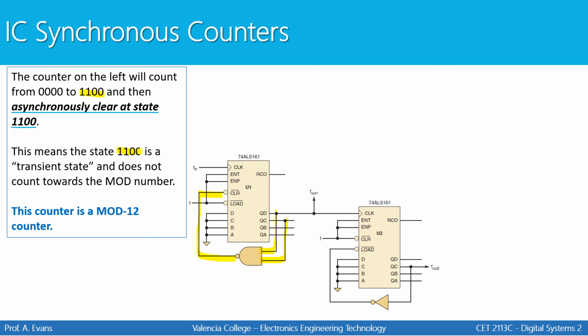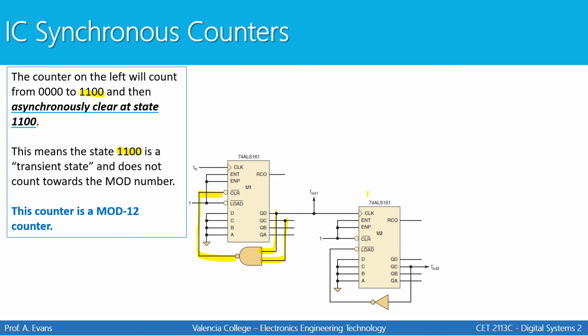That means this counter will count up to 12, 1100. It will instantly clear everything out and start counting over at that point. So it's only ever going to count from 0 to 11. Once it gets to 12, it clears instantly, and that state doesn't count. This is a mod 12 counter.